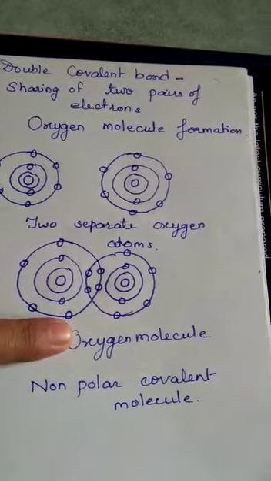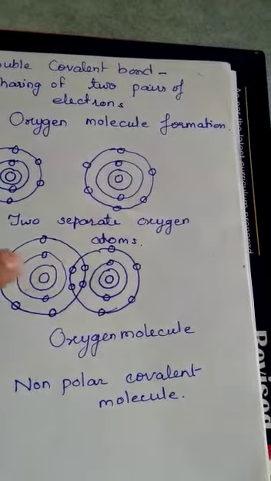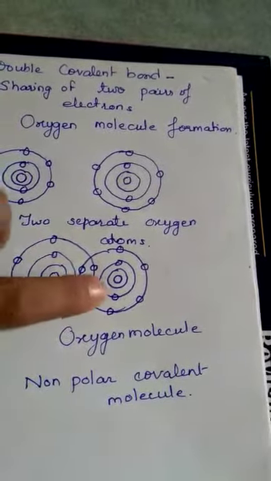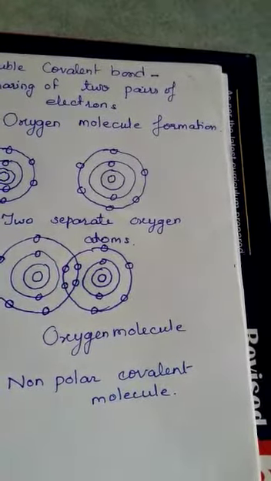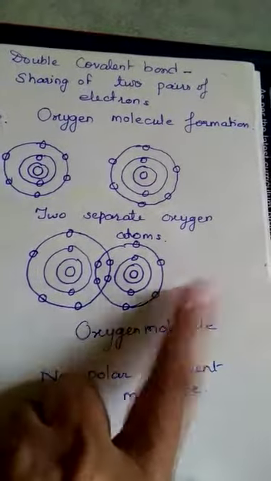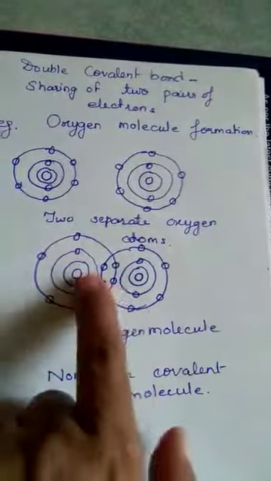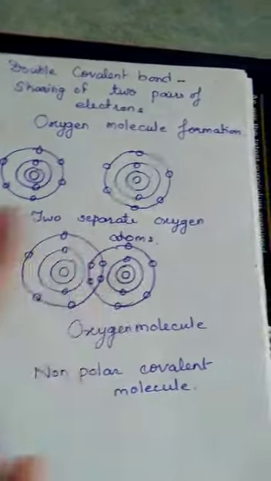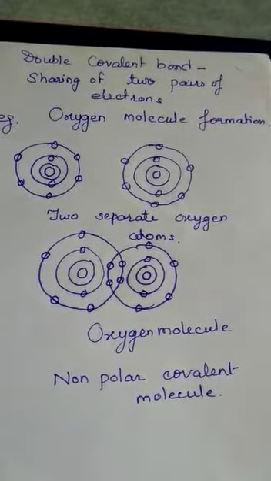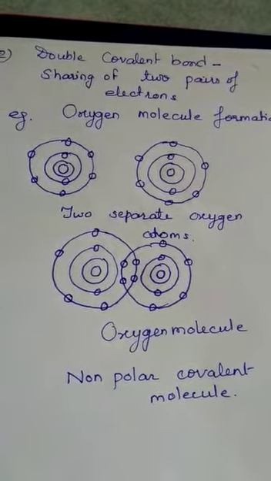Now when we see this overlap of the orbits, we can see that 6 electrons are already there in one oxygen atom, and the 2 electrons which are shared by the other oxygen atom also will belong to this oxygen atom. So a total of 1, 2, 3, 4, 5, 6, 7, 8 electrons will be present with this oxygen. As well, we can see the second shell of the other oxygen atom also will have 8 electrons: 1, 2, 3, 4, 5, 6 of itself, and the 2 which are shared by the first oxygen atom. In this way, both the oxygen atoms will be satisfied with 8 electrons in their valence shell.